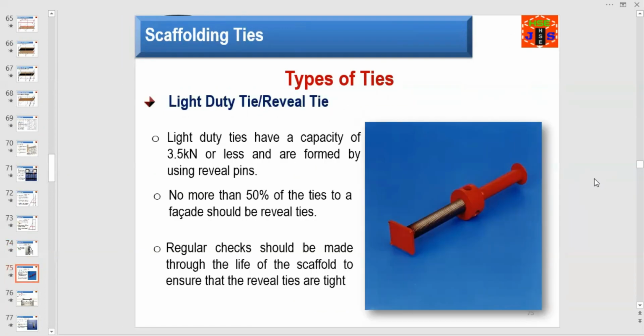Now we'll talk about light duty tie, the reveal tie. Light duty ties have a capacity of 3.5 kN or less and are formed by using reveal pins. This is the shape of a reveal tie. No more than 50% of the ties to a facade should be reveal ties. Regular checks should be made through the life of the scaffold to ensure that the reveal ties are tight.